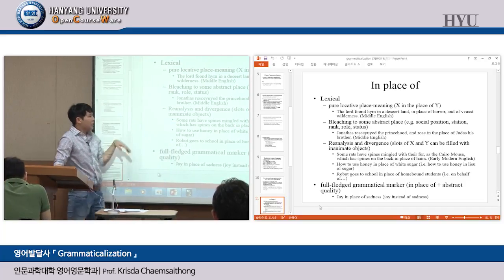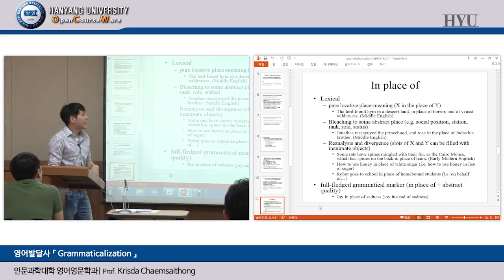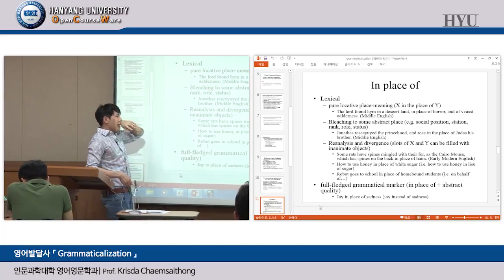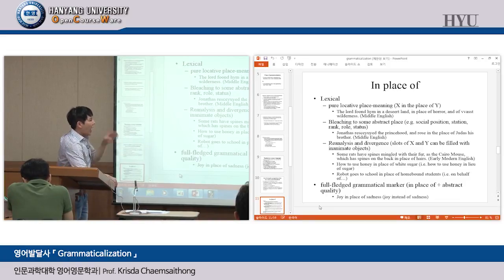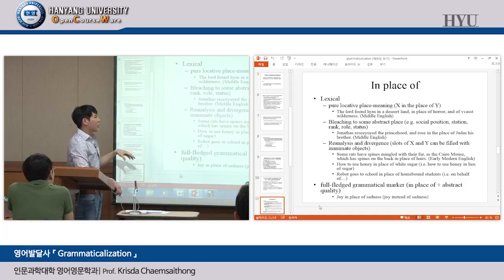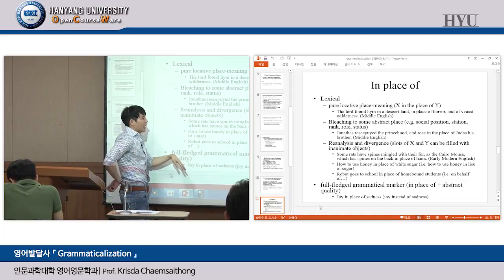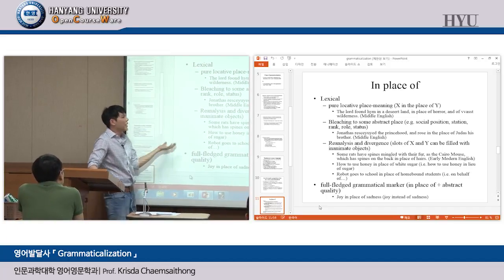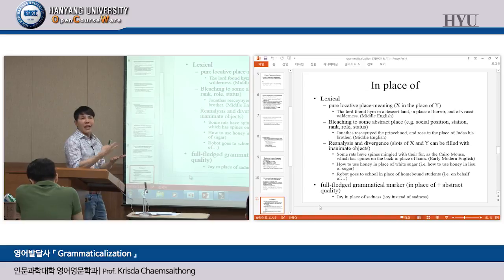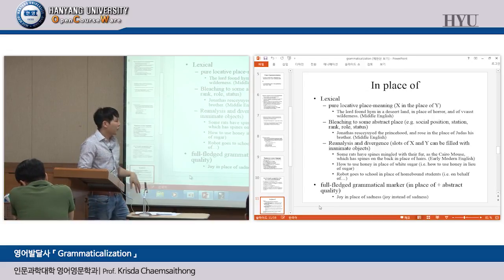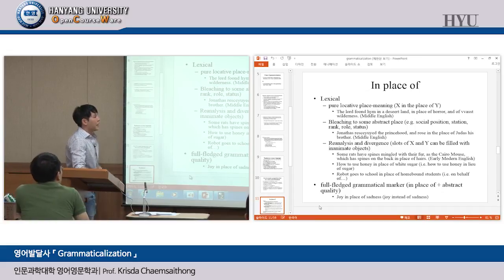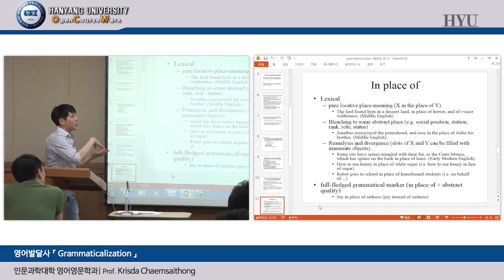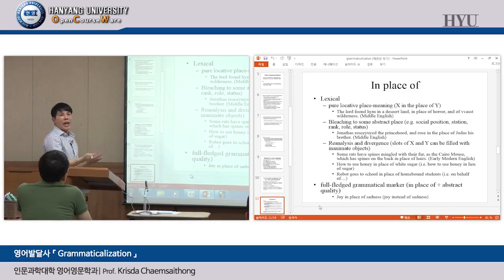So, "some rats have spines." This is from early modern English. Spines is like bone, backbone. Spines mingled with their fur, hair, as the Cairo mouse, the type of mouse called Cairo, which has spines on the back in place of hair. So this one is not physical place anymore. "In place" here is like replacing or instead of. So the subject here is the spines. Spines are in place of hair. So spines replace hair.